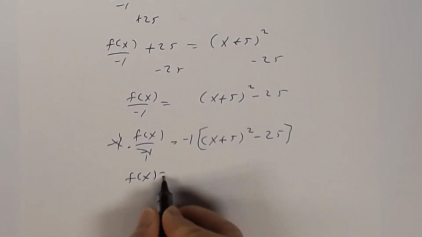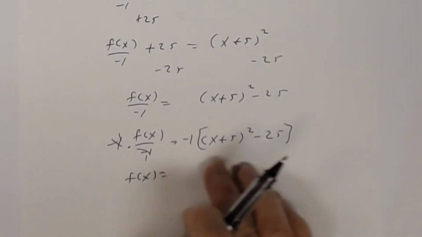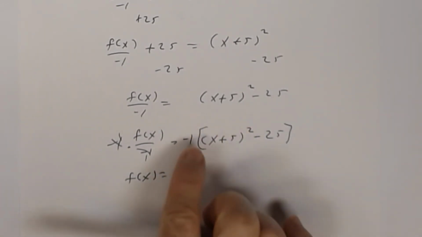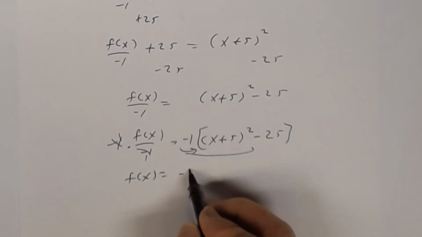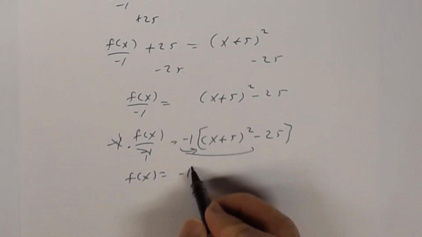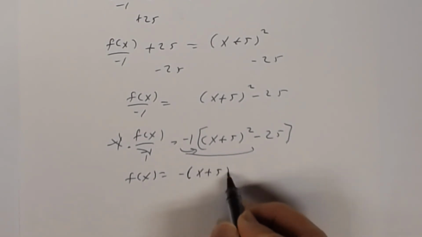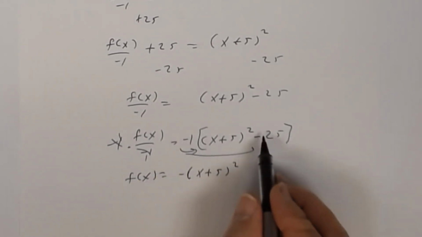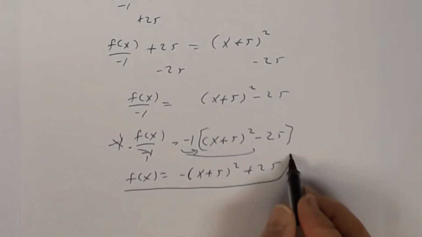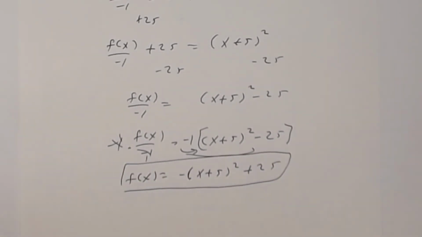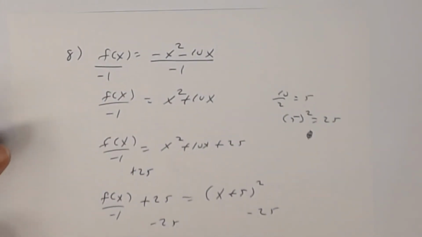So f of x equal, and then go ahead and get rid of the brackets. You're going to say -1 times the first part and -1 times the second part. So -1, or just negative in parentheses, x plus 5 squared. And then -1 times a -25 is a positive 25, and so there's your answer. So that's what you do if you're going to divide.